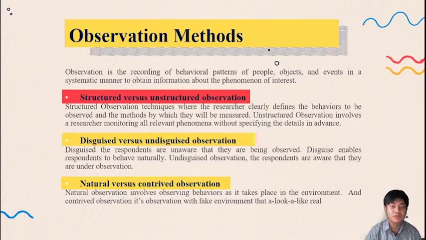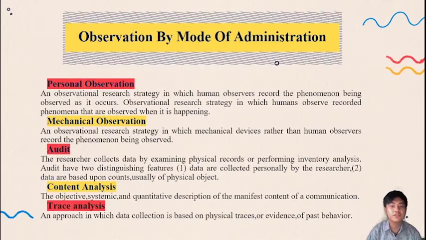Third, natural versus contrived observation. Natural observation involves observing behavior as it takes place in the natural environment, and contrived observation is observing in a fake environment that looks like a real environment. Observation by mode of administration.